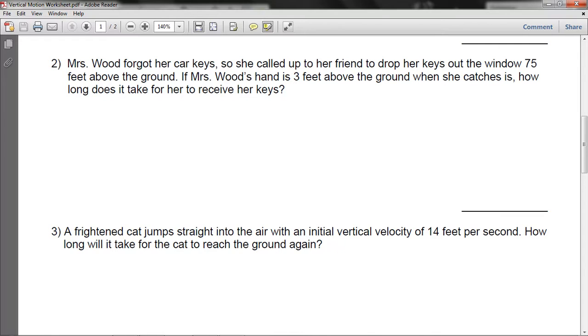Let's read together. Mrs. Wood, she's going somewhere. I don't know where she's going. I don't know Mrs. Wood. I just found this on the internet.